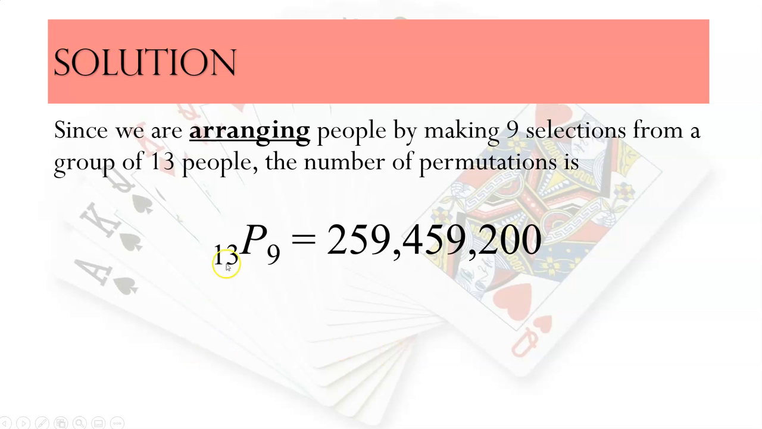The total is 13, and we're picking 9, so that goes second. And we're going to plug that in, 13 nPr 9. And this is how many different lineups are possible. 259,459,200 different Little Leaguers batting lineups.